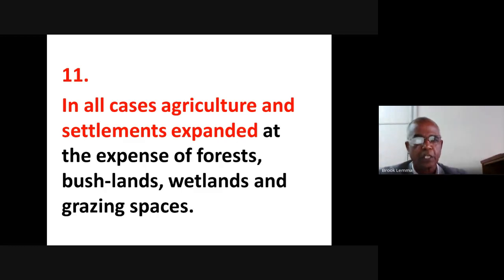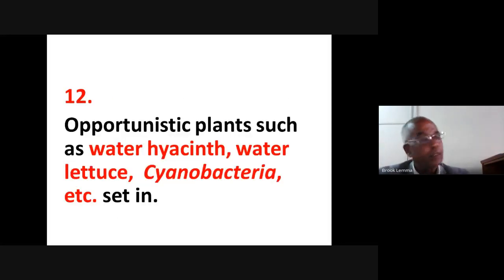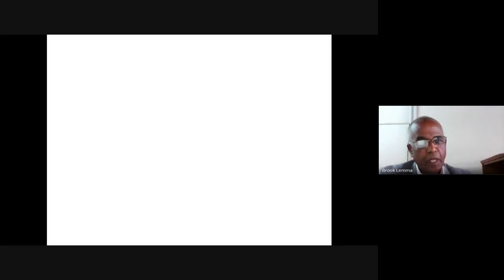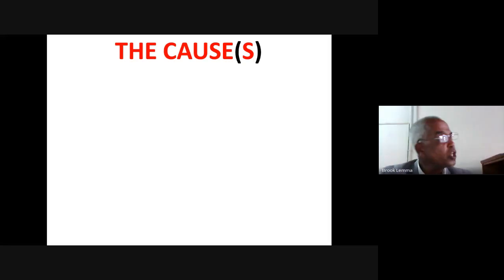In all cases, agricultural settlement expanded at the expense of forests, bushlands, wetlands and grazing areas. And obviously the wetland space has become a very good area for invasive species like water hyacinth, water lettuce, cyanobacteria, and others that took the opportunity to expand very fast and very quickly.